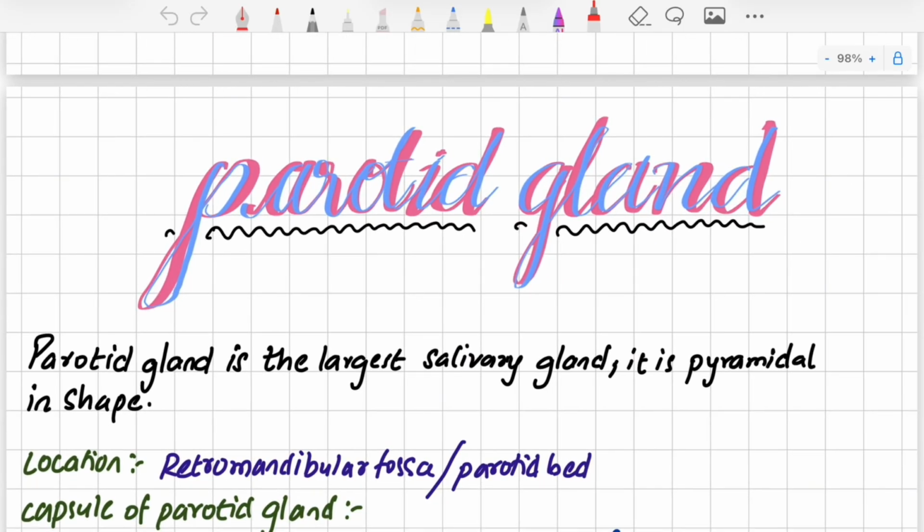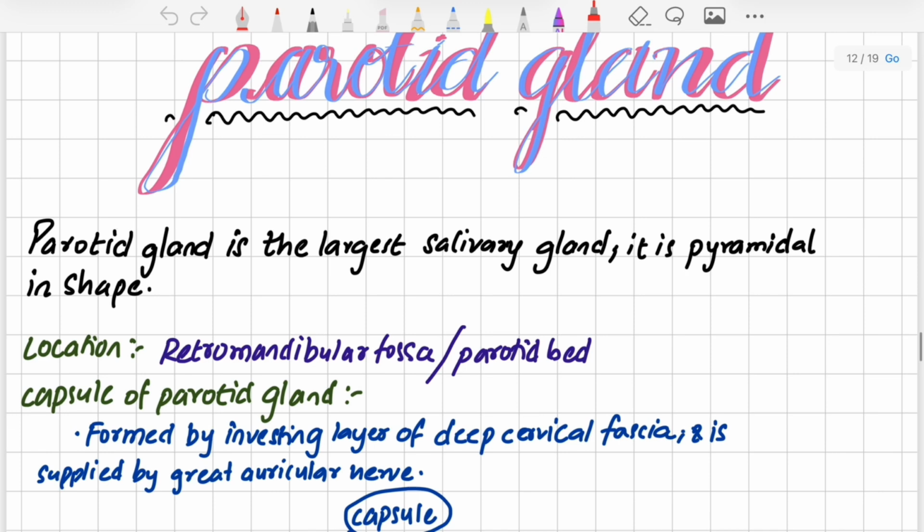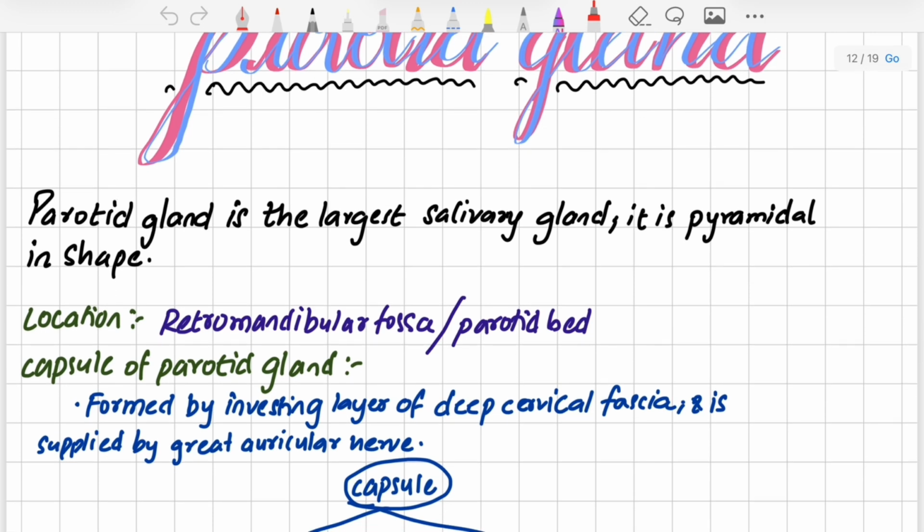Hello everyone, welcome back to Viva, and in today's video we are going to talk about the parotid gland. This parotid gland is the largest salivary gland and it is pyramidal in shape. The location of parotid gland, it is present in the retromandibular fossa or the parotid bed.